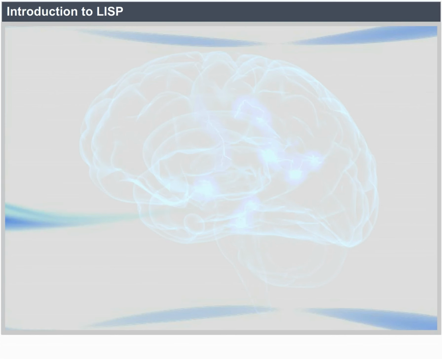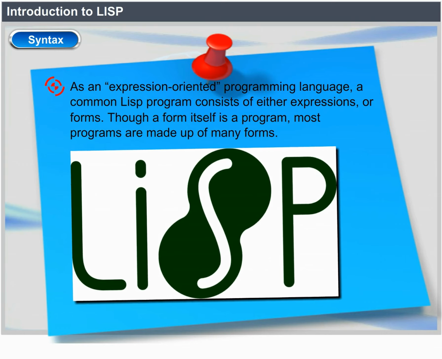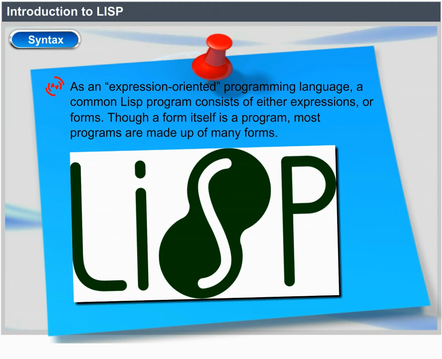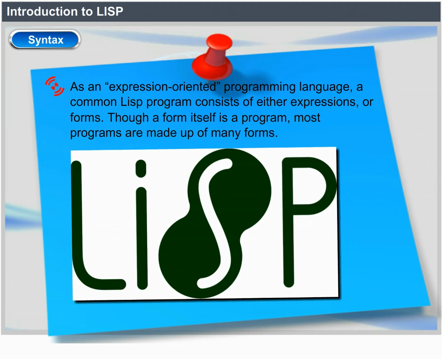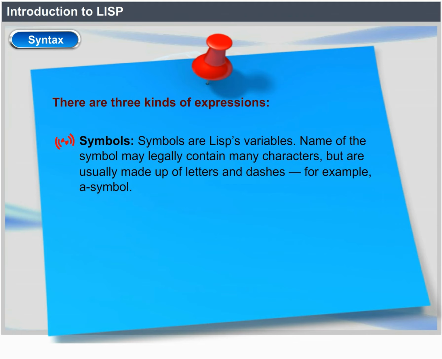Introduction to Lisp. Syntax. As an expression-oriented programming language, a Common Lisp program consists of either expressions or forms. Though a form itself is a program, most programs are made up of many forms. There are three kinds of expressions. Symbols. Symbols are Lisp's variables. The name of a symbol may legally contain many characters, but is usually made up of letters and dashes.